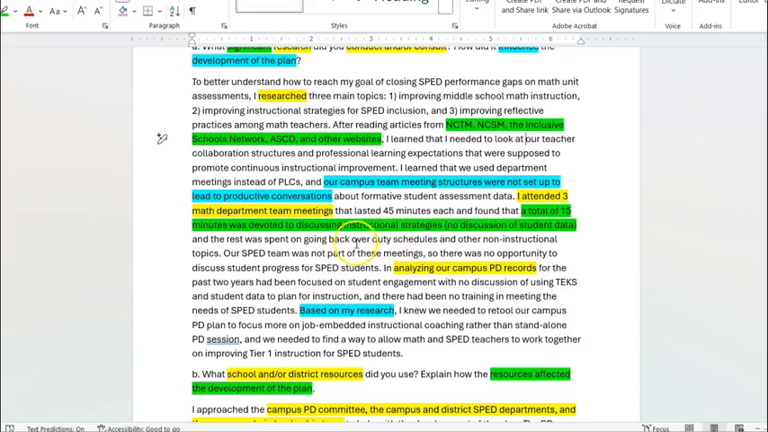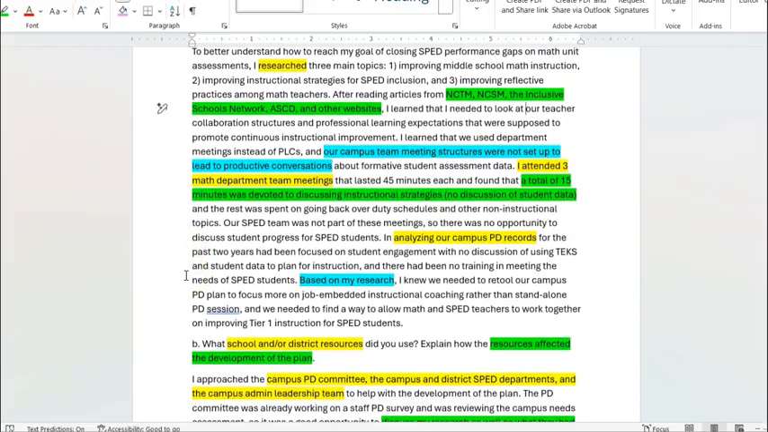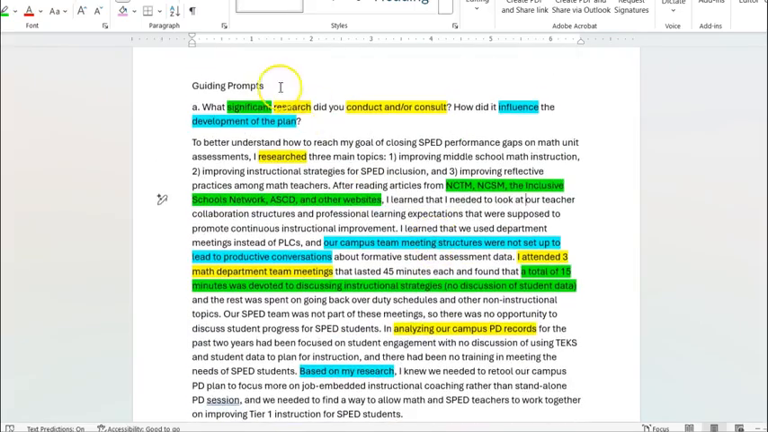And see, look, I could cut some of these words down through here if I needed to. Right now I'm leaving them until I find out whether I'm going to need to cut words or characters. Our SPED team was not part of these meetings, so there was no opportunity to discuss student progress for SPED students. In analyzing our campus PD record, so this is another research I did.